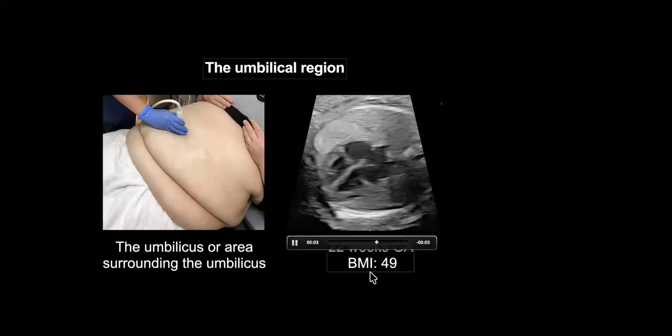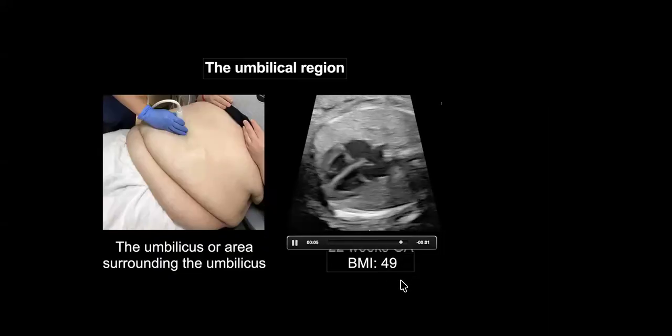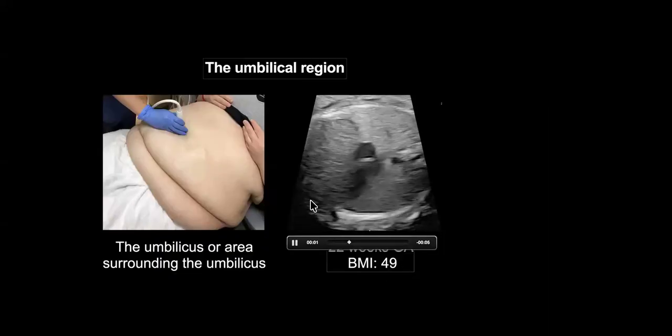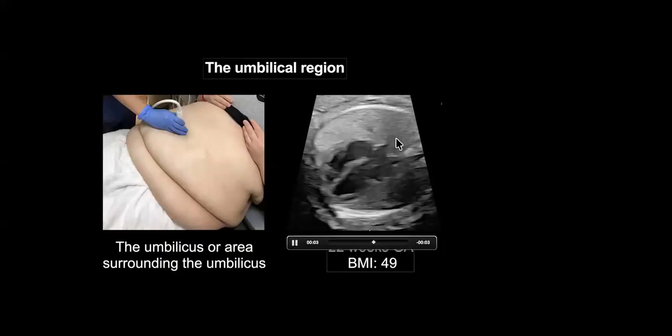And this is an example of a fetus at 22 weeks with a BMI of 49. And here I could see a 4-chamber. I could also appreciate the pulmonary veins and get the specific views that I need.